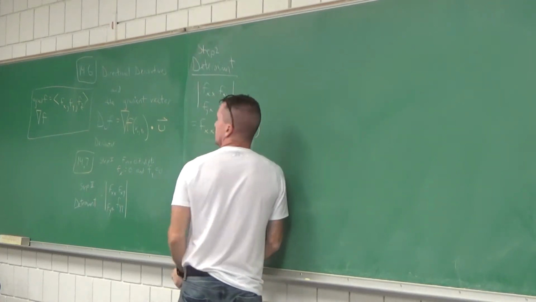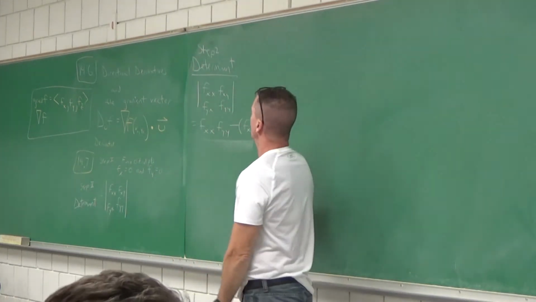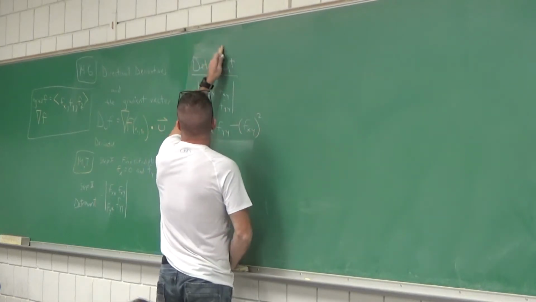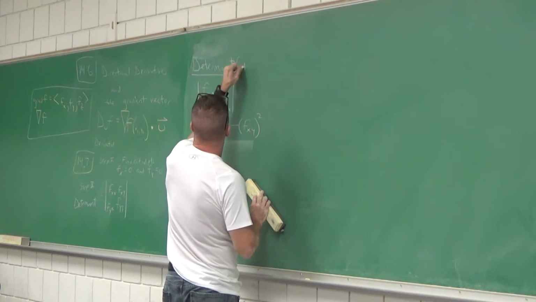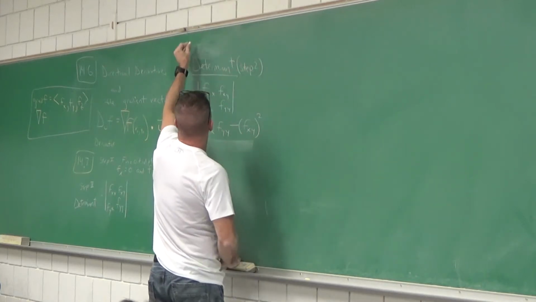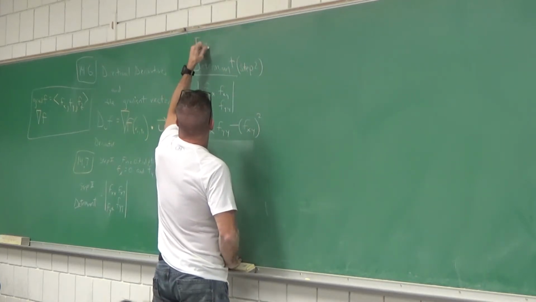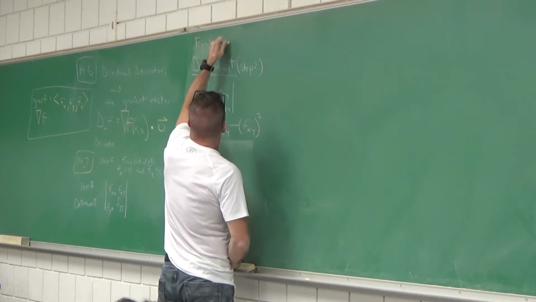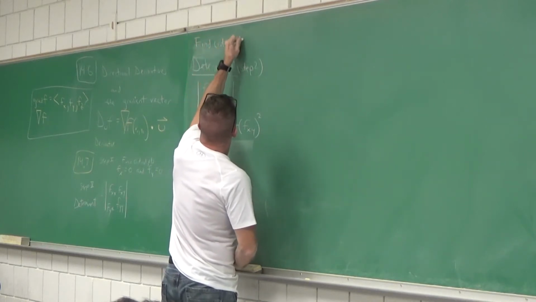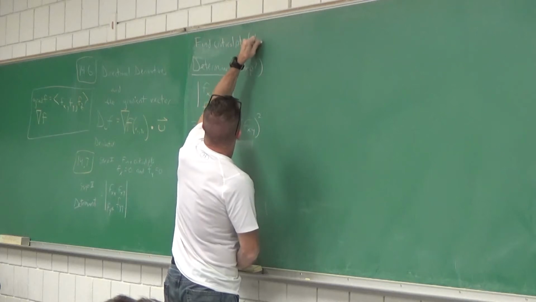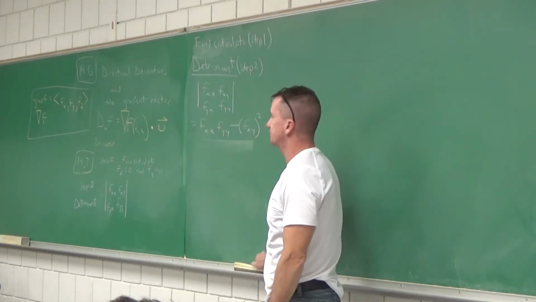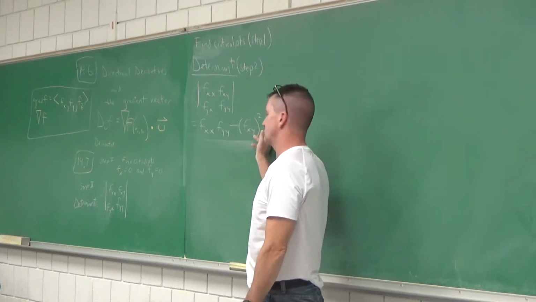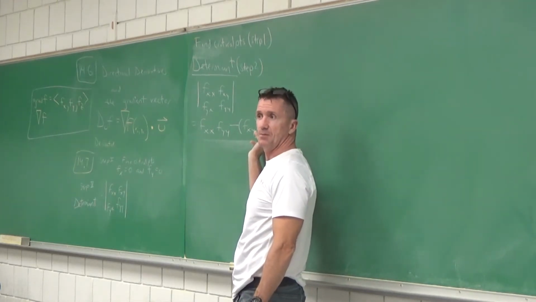Step 2 will be find your determinant. What was step 1? Step 1 was find your critical points. That's step 1. Step 2, find the determinant. This is just going to give us a number. Find the determinant at a point.